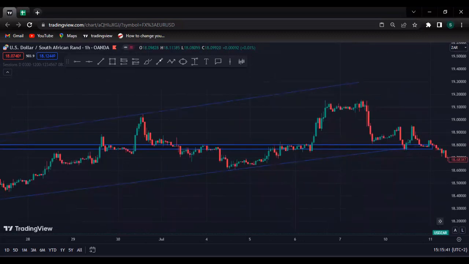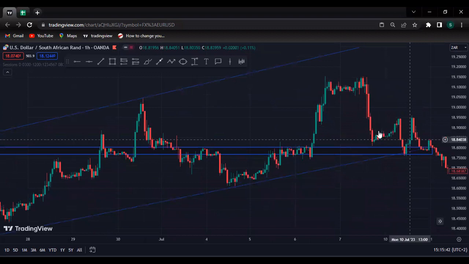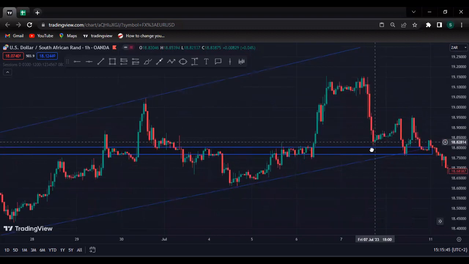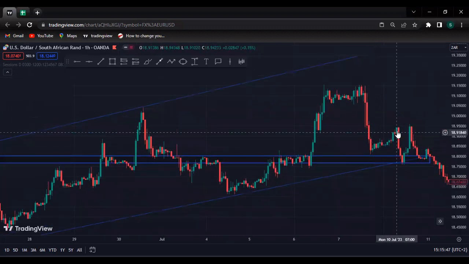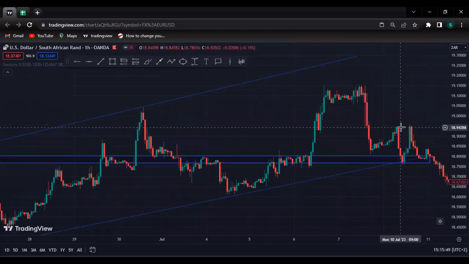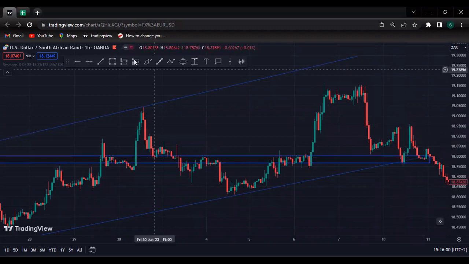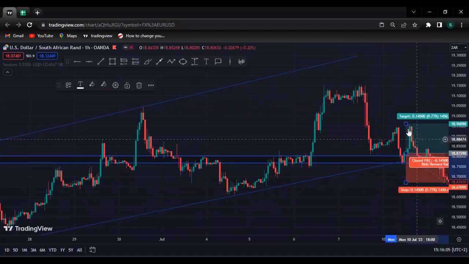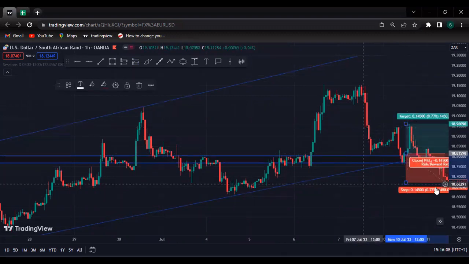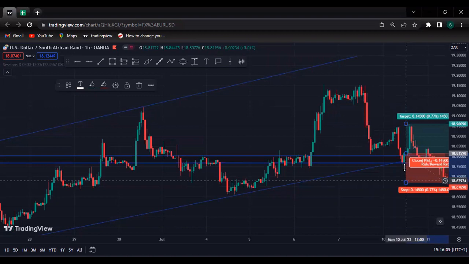Let me show you now how I was able to get the entry. Before I got the entry, the market was over here. What I was waiting for was price to come down, touch my zone, and then that's when I would enter. And that's what actually happened. Price came down to the zone, respected it, and as soon as I saw that, I took my entry right over here, and my stop loss was just below here.